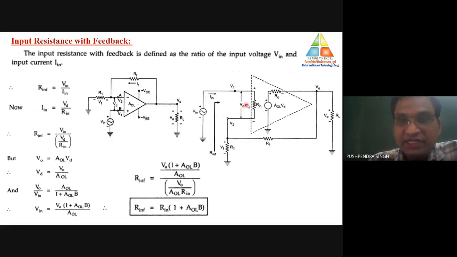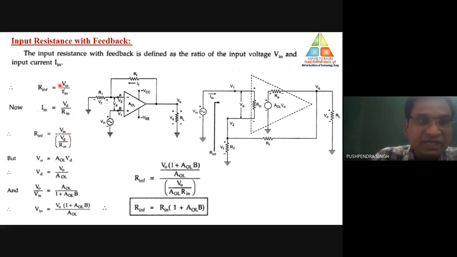And what is Vd? Vd is the non-inverting terminal voltage minus the inverting terminal voltage. So Vd is V1 minus V2, so (V1 minus V2) divided by Rin. So this is how we are going to calculate this. So let us see here. What is RinF? RinF is equal to Vin divided by Iin. What is Iin? Iin is Vd divided by Rin.